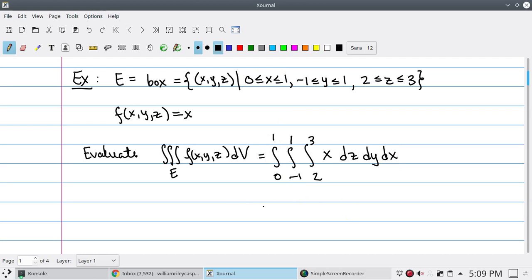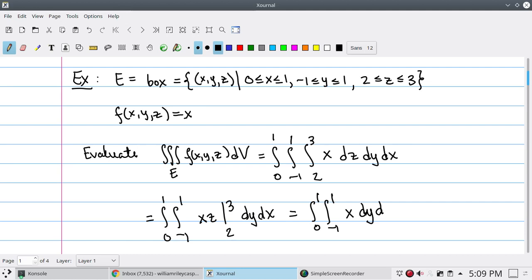Now when we do this integral, I'm just going to integrate this innermost integral with respect to z. The integral of x with respect to z is just xz because I'm treating x like a constant. So this is the integral from 0 to 1, integral from -1 to 1 of xz evaluated from 2 to 3 dy dx. And I'm going to plug this 3 and this 2 in for z. I'm going to get 3x minus 2x, so it's going to be 1x all told. So I have the integral from 0 to 1, integral from -1 to 1 of x dy dx.